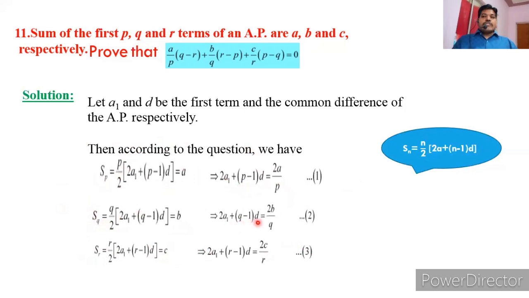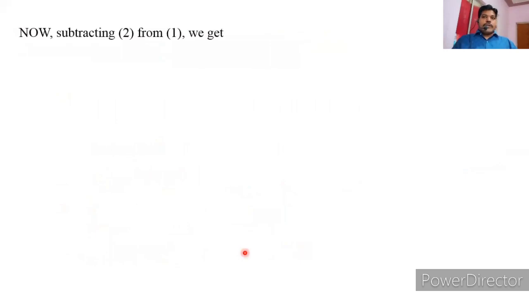2a1 plus (q minus 1) into d is equal to 2b by q. 2a1 plus (r minus 1) into d is equal to 2c by r. So after getting this, I will take equation 1 minus equation 2, and then one more step, equation 2 minus equation 3. Then automatically you will get the d value here. See how to find that with an example.